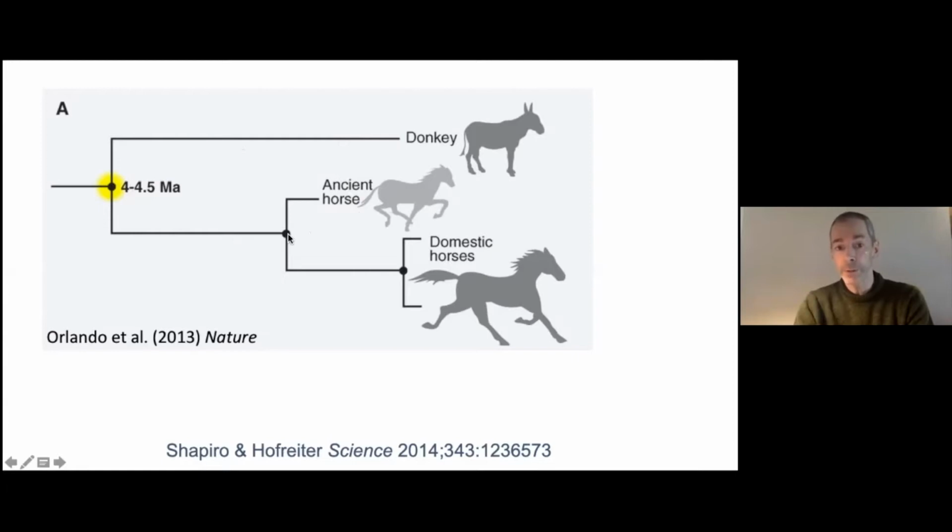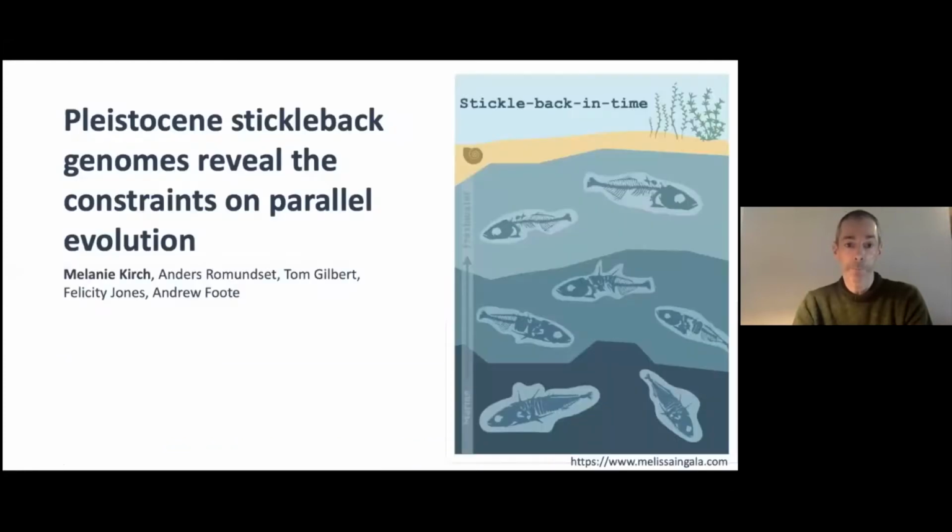And by having this extra time point, you narrow down these genetic changes associated with the domestication process to this part of the tree here. So it's just a useful calibration point in looking at these evolutionary processes.